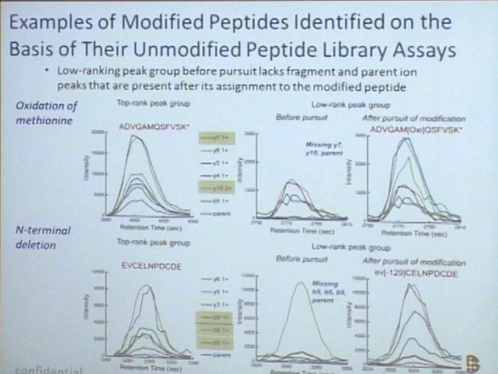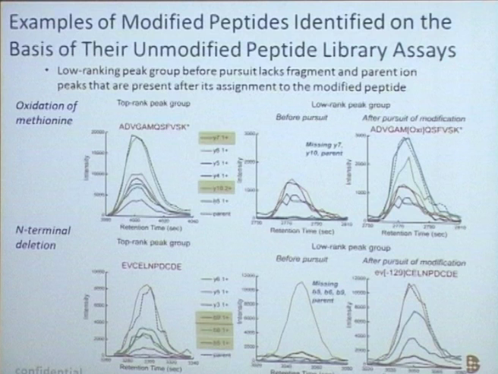And then just a few more examples here is where we show oxidation of methionine can easily be detected. This is the naked peptide, the low-ranking peak group in the SWATH analysis, and then recomputing that for the missing fragment ions and the parent, we actually get back the data that was stored in that result, and actually show that now we get a good match as we go through.